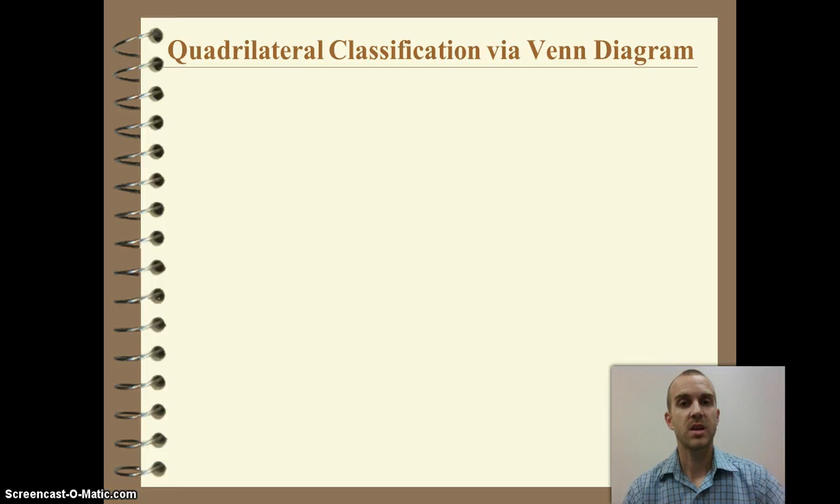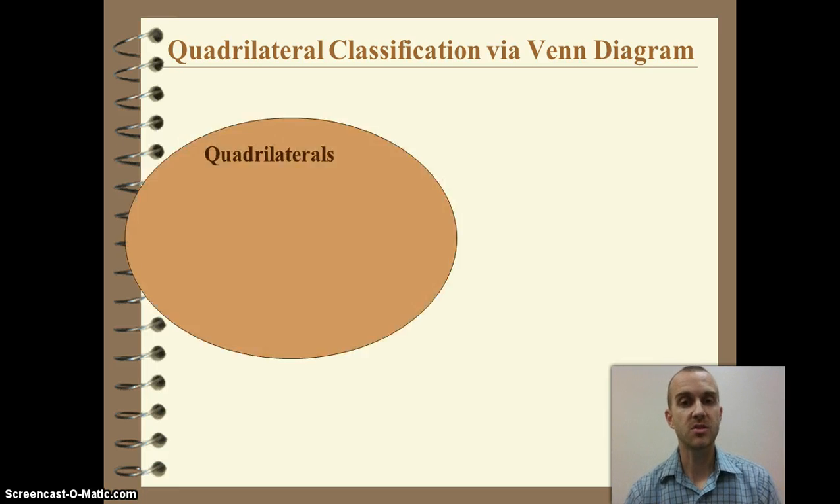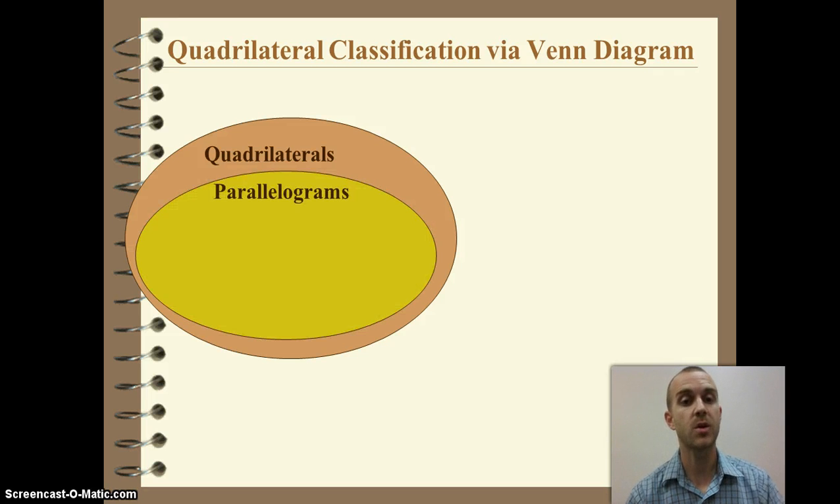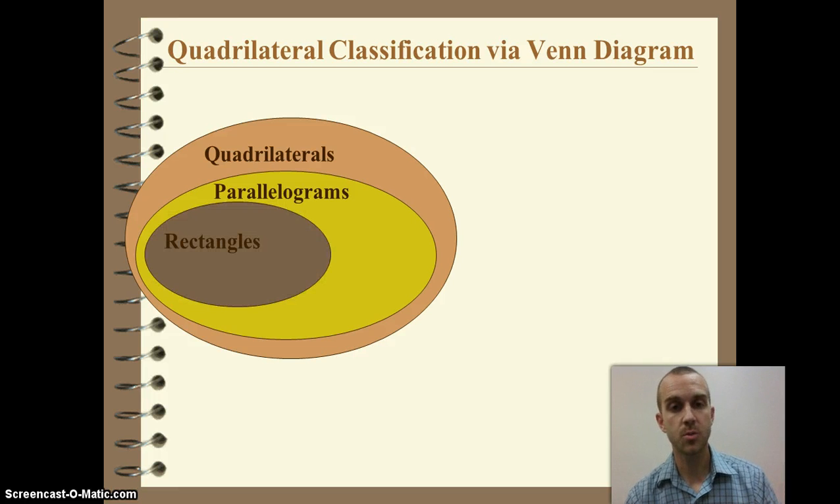So this tells me that I can start to classify specific properties and attributes to the different shapes. I start with the idea of a quadrilateral. There are lots of different types of quadrilaterals, but within there I have specialized groups. For example, I have parallelograms, and they have very specific characteristics. Within the parallelograms, I can get even more specialized. For example, I have a special group called rectangles where we have the 90-degree angles.